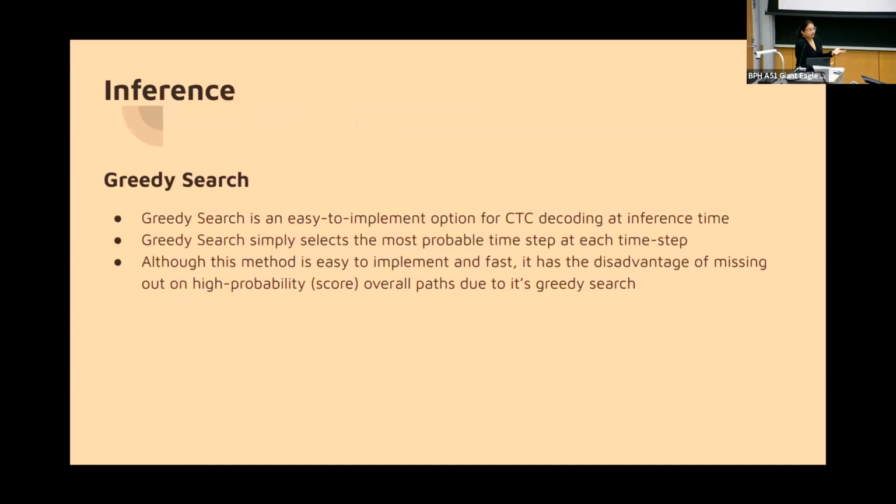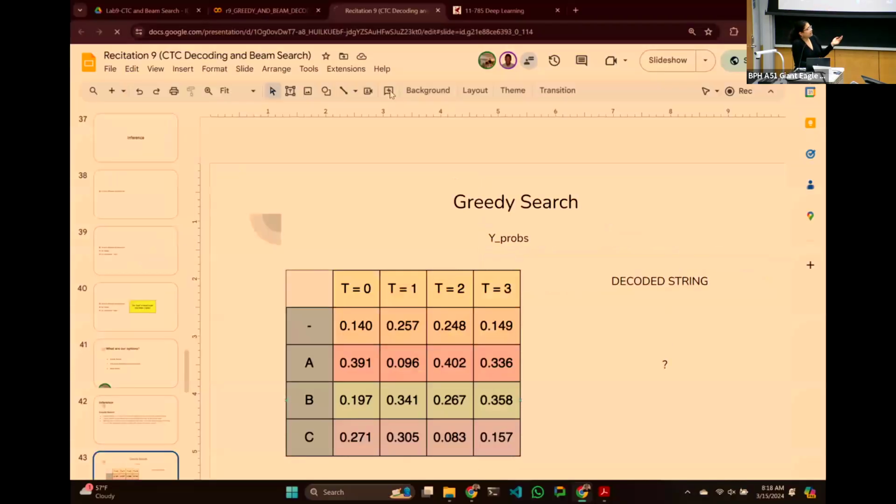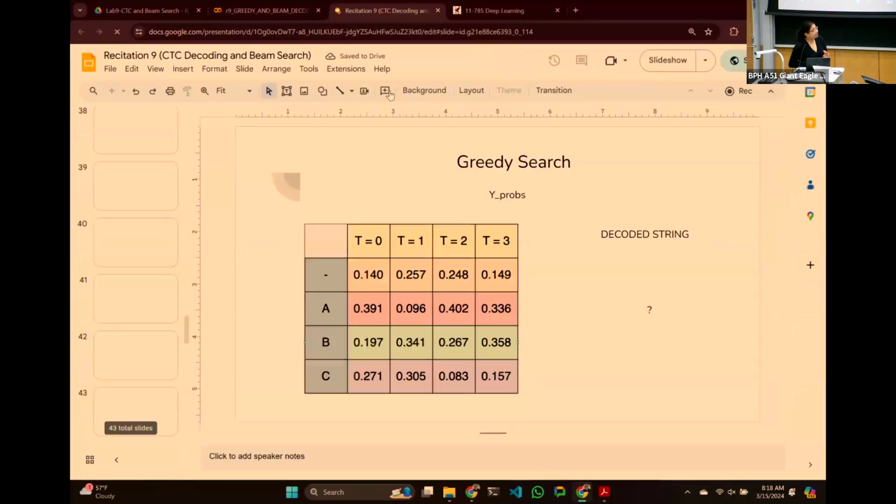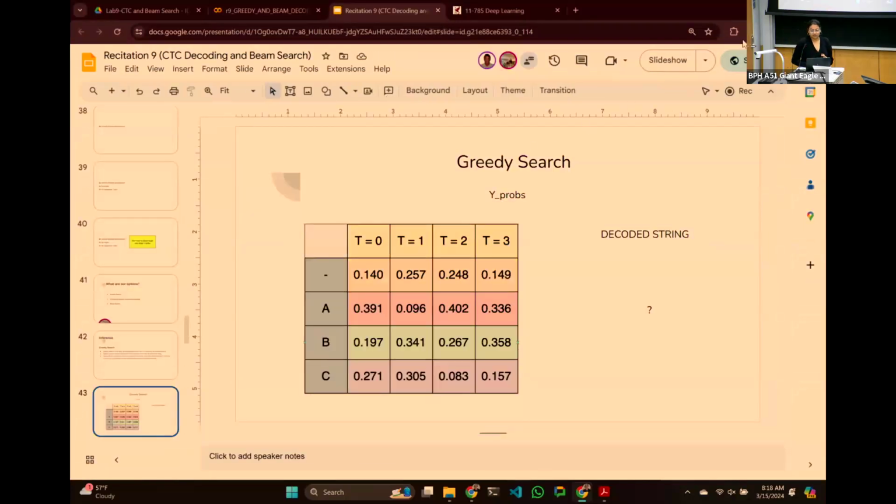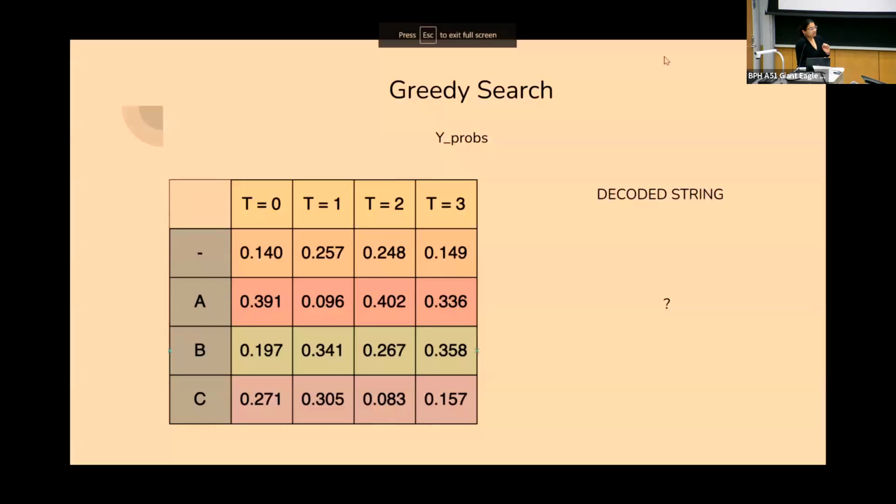Of course, implementation-wise, this is very easy, but it's not really very efficient because even though at every time step you're picking the most probable symbol, the overall path that you take might not be the most efficient one or something that makes sense when you actually look at the output. Nevertheless, let's look at how greedy search performs.